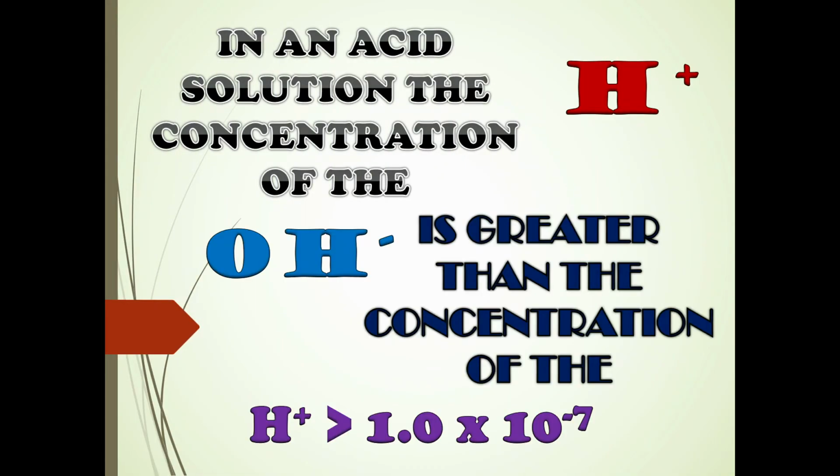So in an acid solution, the concentration of H plus is greater than OH minus. We just saw that on the previous slide, which means it has to be greater than 1 times 10 to the minus 7. So we can now put a number to what is an acid. An acid is anything where the H plus concentration is greater than 1 times 10 to the minus 7.